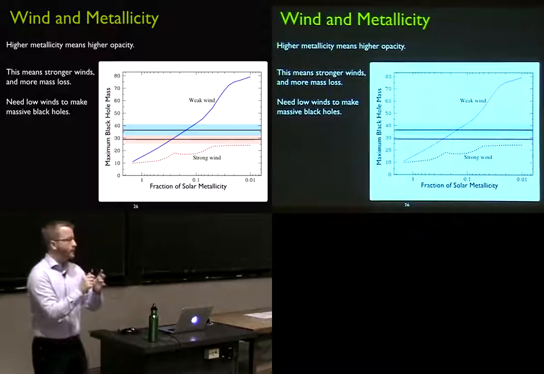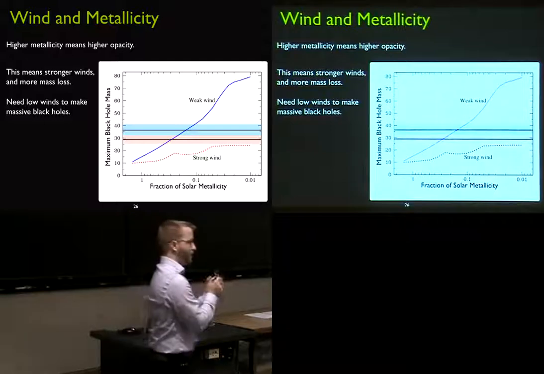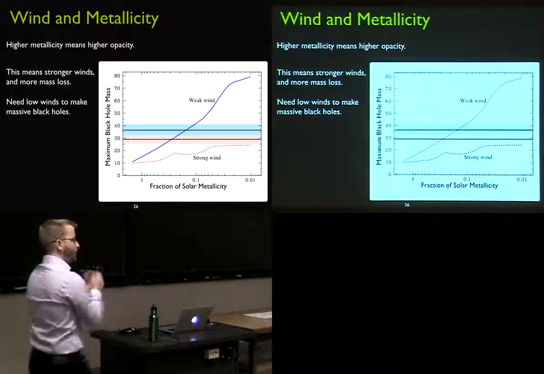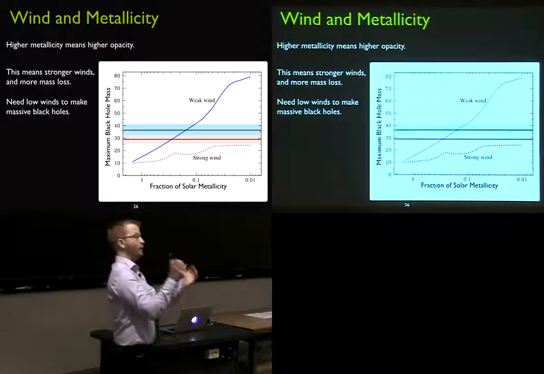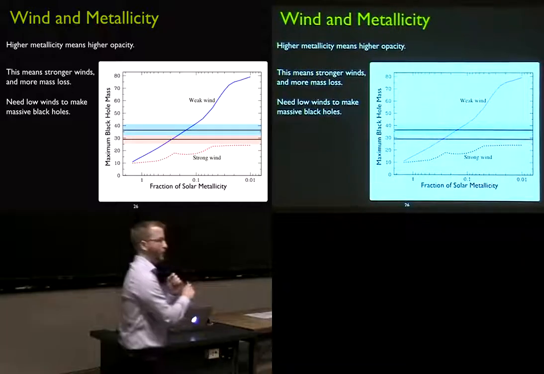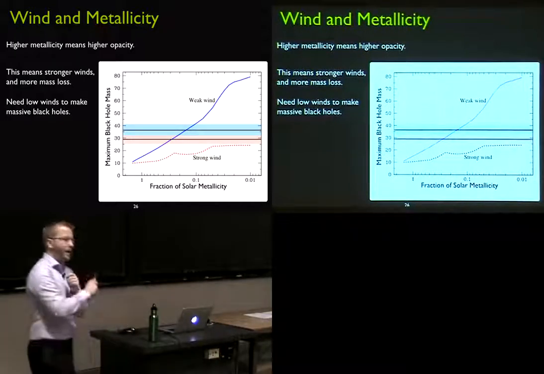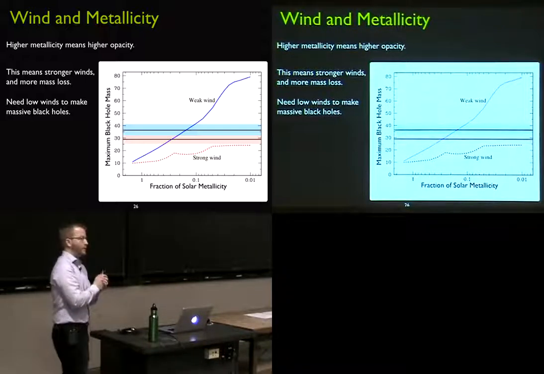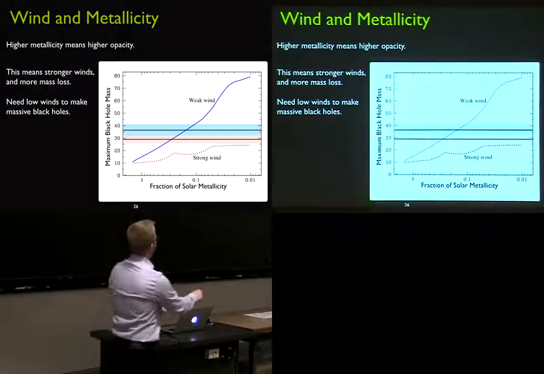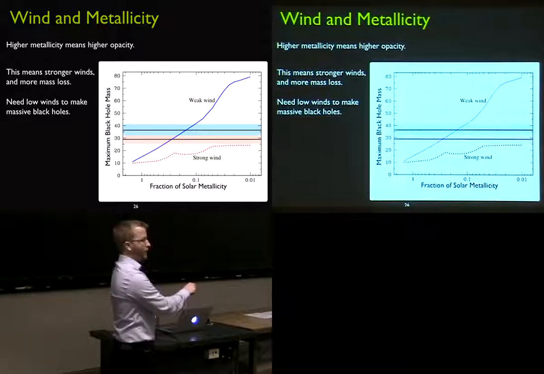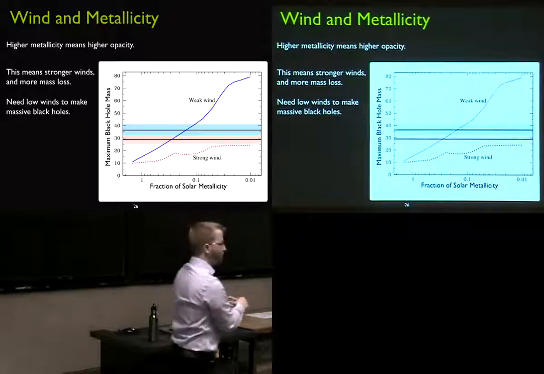The winds have an important impact on the mass of the star as it's evolving off the main sequence. To have objects that are massive enough at the time they go through that collapse down to a black hole, to make the mass of black hole that we see, the winds could not have shed too much mass from the zero-age main sequence stars. And to have winds that are small like that, this here is showing the maximum black hole mass that you could form from a star as a function of its metallicity, as a fraction of its metallicity in units of solar metallicity.